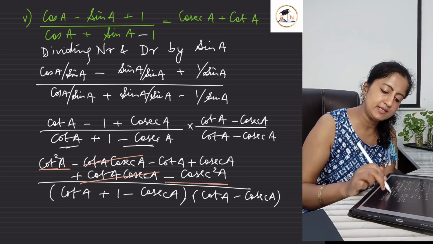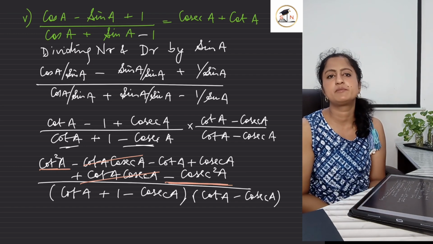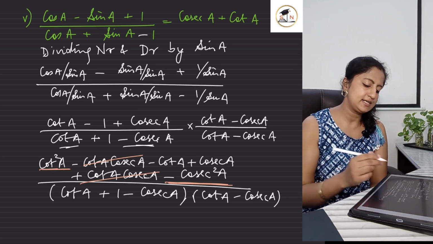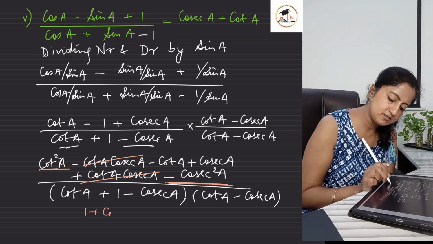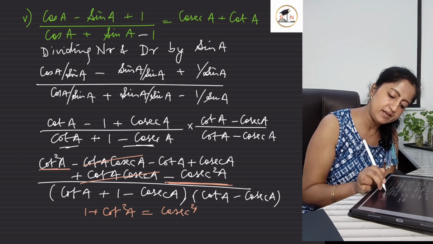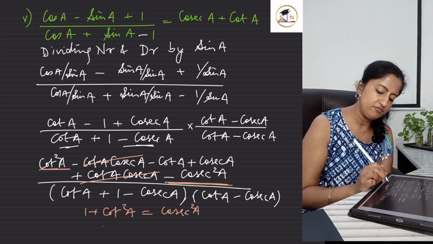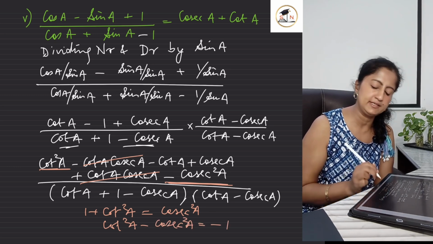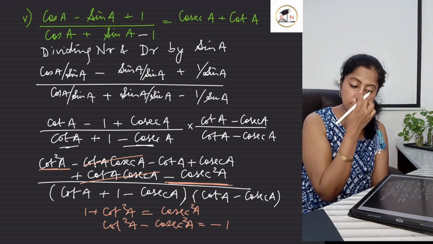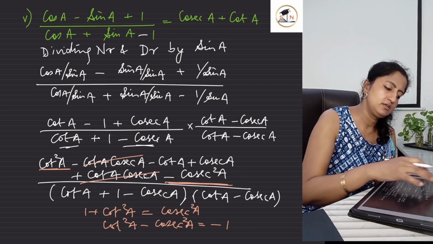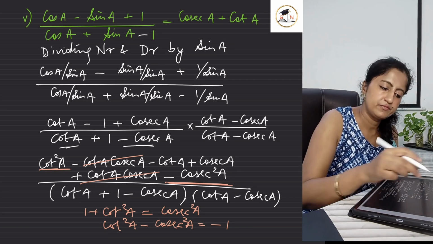Cot square A minus cosec square A. What does this remind you of? The last identity. The last identity is 1 plus cot square A equals cosec square A. And what do we have over here? We have cot square A minus cosec square A, so that will be equal to minus 1. Now in the next step, I'm going to change cot square A minus cosec square A into minus 1. So let's start with that.